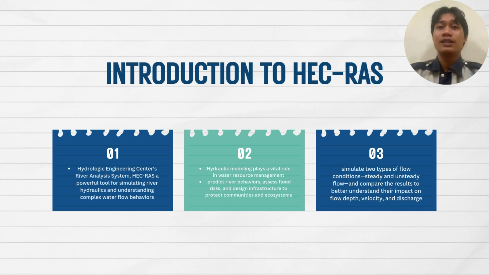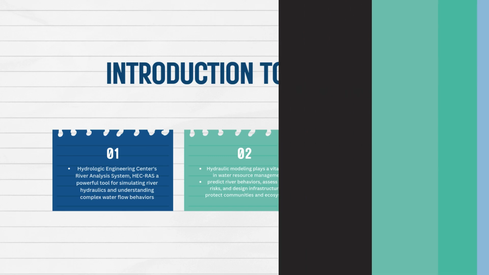So our project basically aims to construct a HEC-RAS model for a river system using provided data, and we are going to simulate two types of flow conditions. First one is the steady flow, and second one is the unsteady flow, and we are going to compare the results to better understand their impact on flow depth, velocity, and also the discharge.